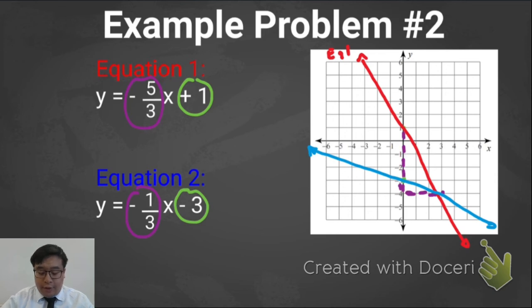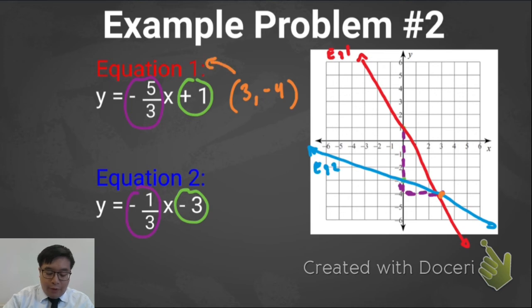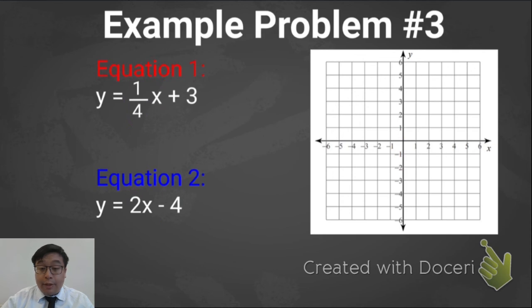So the solution to this system is going to be where these two lines cross. So where do these two lines cross? Right here. So where is this orange point located? What's going to be the solution to both of these lines? That orange point is located at 3, -4. And we know that this point has to solve not only equation 1, but also equation 2. All right, let's take a look at our last system.